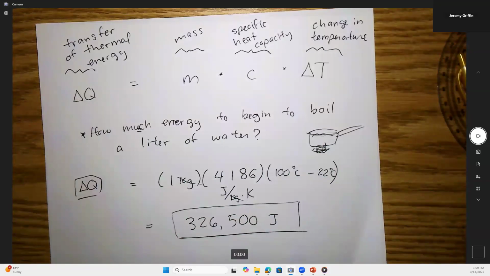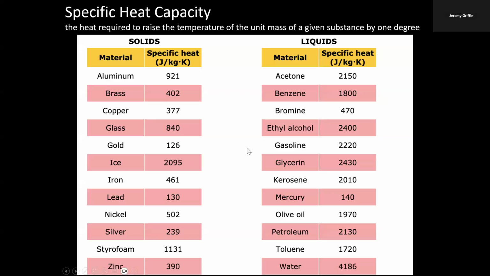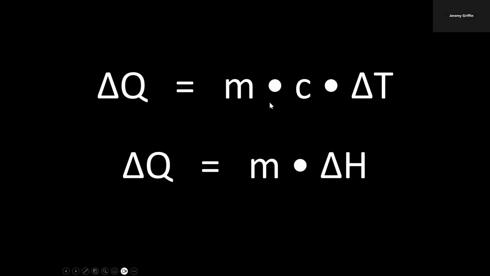All right, so back over to PowerPoint. That's this top equation here. We just applied that one. Everybody good there? Now, what about this bottom one? Do you see anything about a temperature change down this bottom one? No.